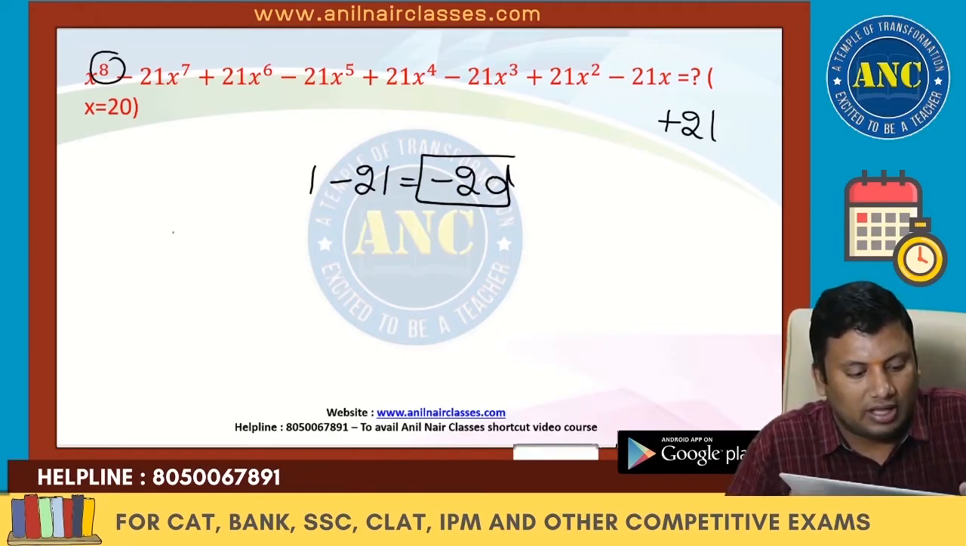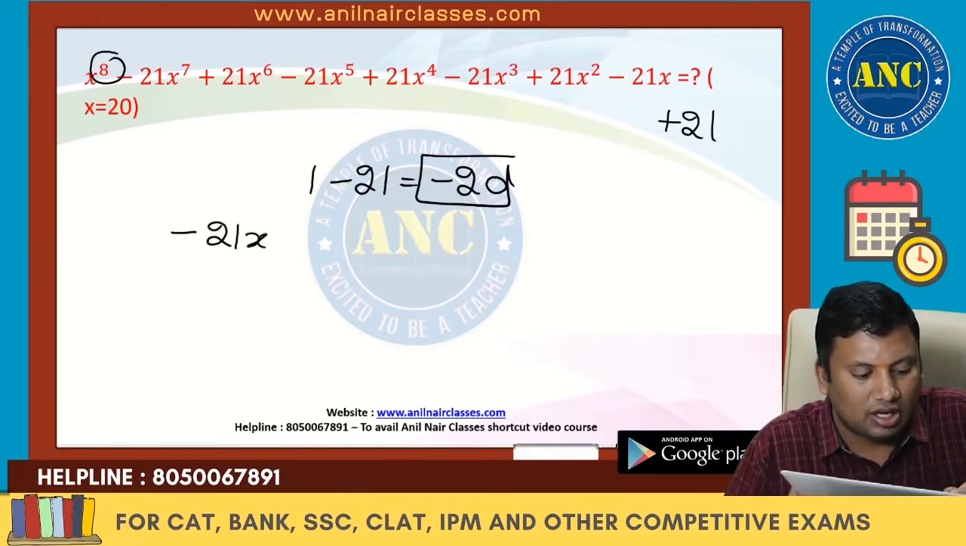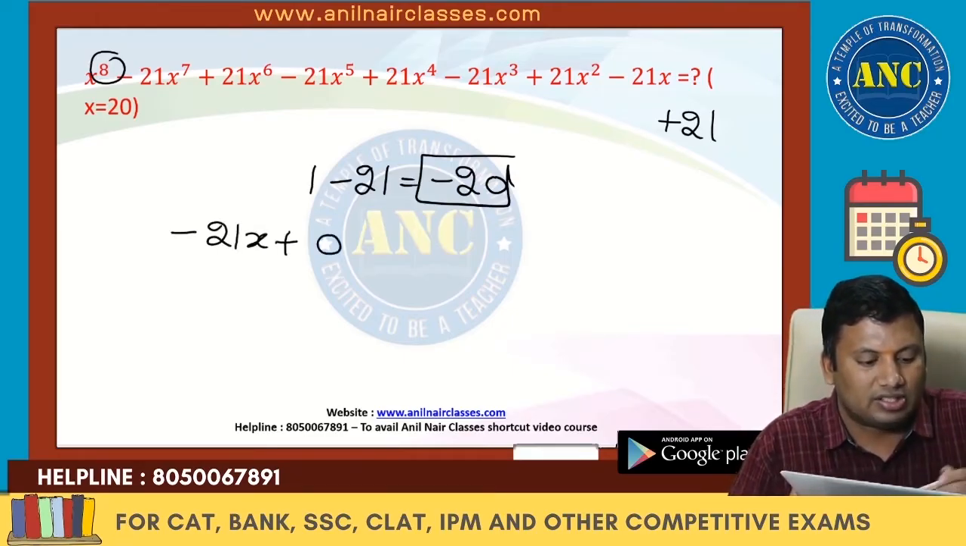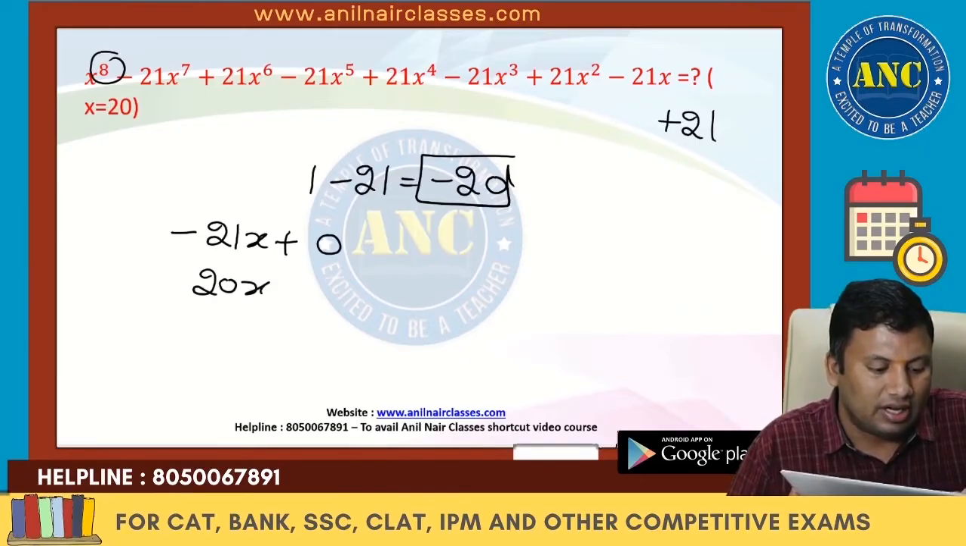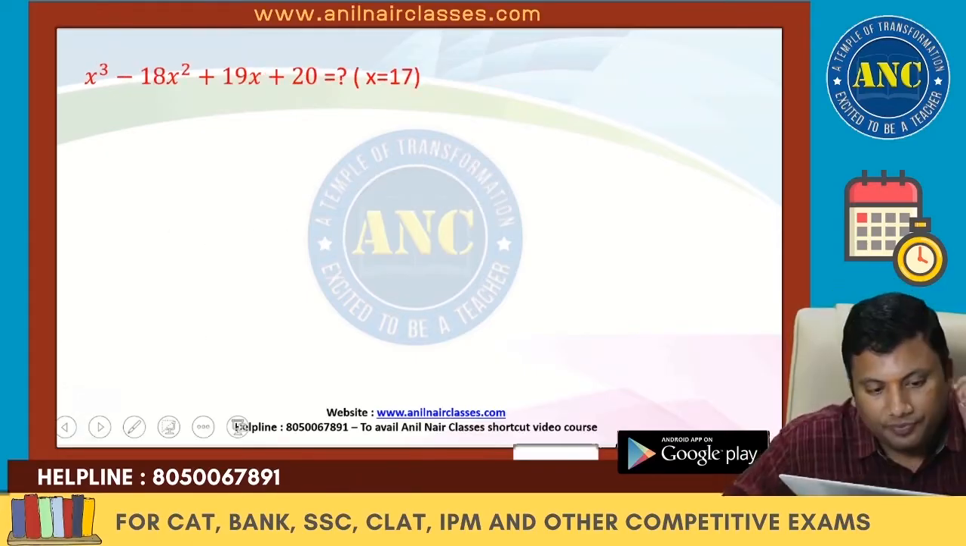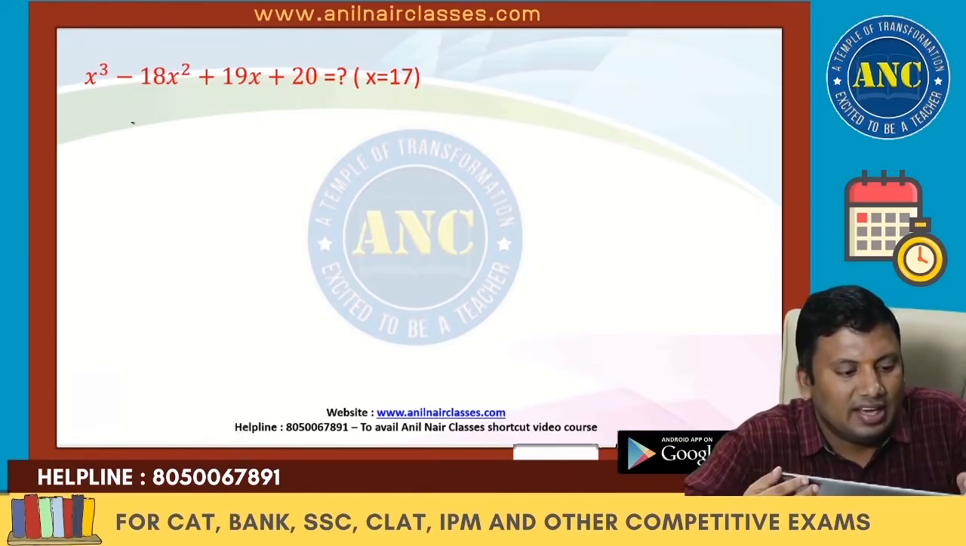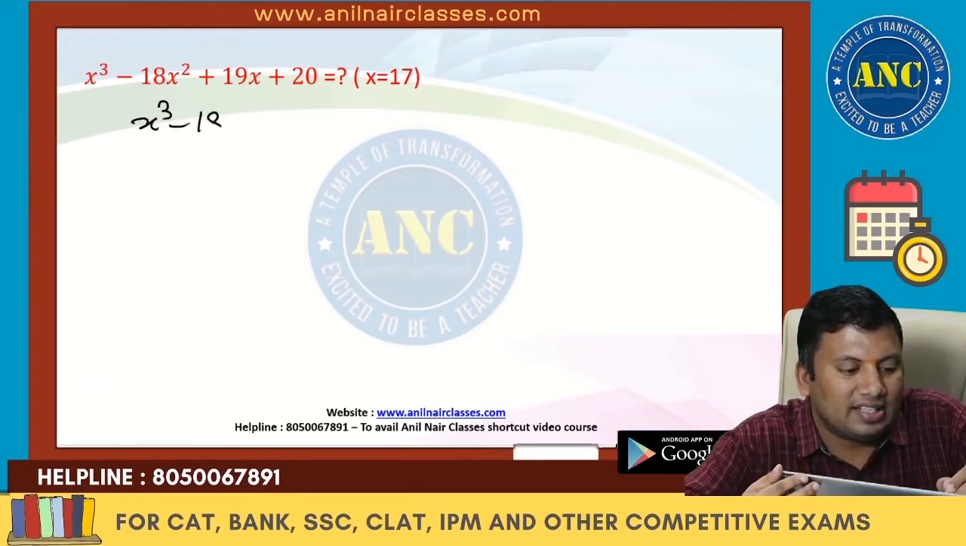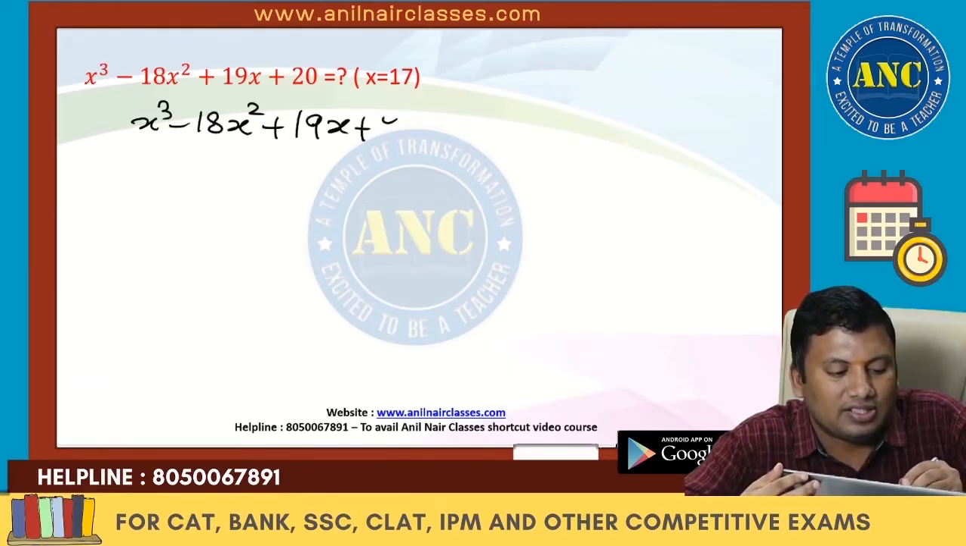So what will be the last term? The last two terms logic? Minus 21x plus 0, add 20x. This is nothing but minus x, which is minus 20. Easily you will get the answer. This is x cube minus 18x square plus 19x plus 20.